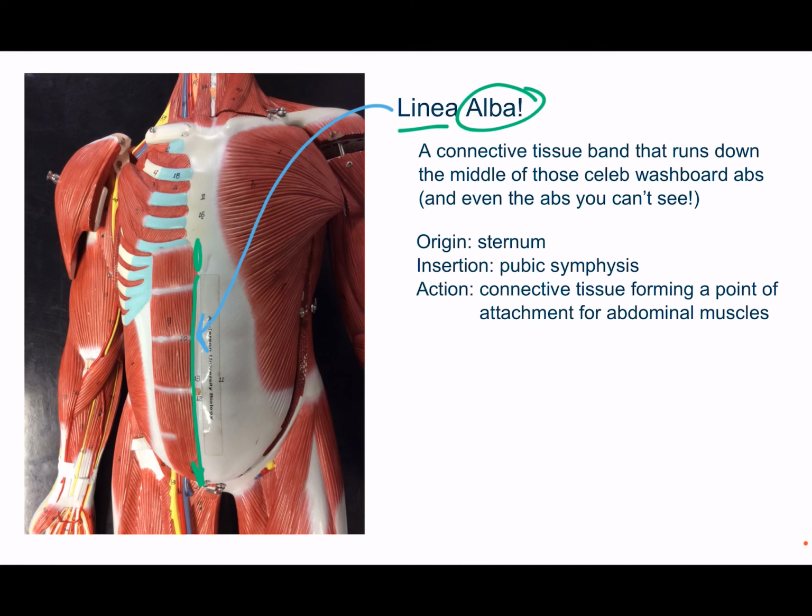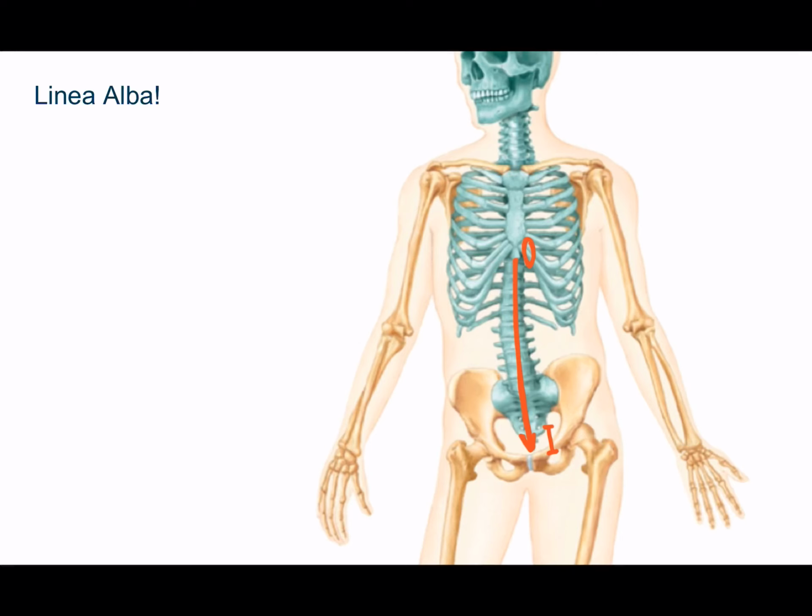But it's really important for the muscular system because it is a point of attachment for a lot of your abdominal muscles. If you think back to what we've already covered, the linea alba, you've heard it a million times and you've been like, what is that? So it's the line that runs down the middle, and it's white because it's connective tissue, it's not a muscle. So right here you see it goes down.